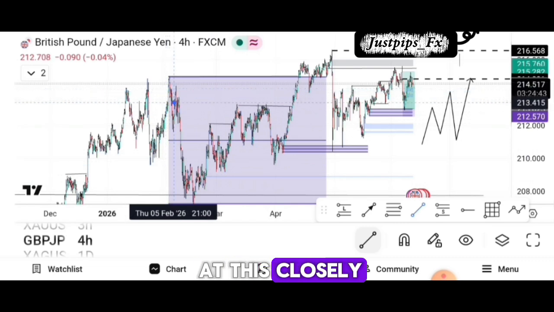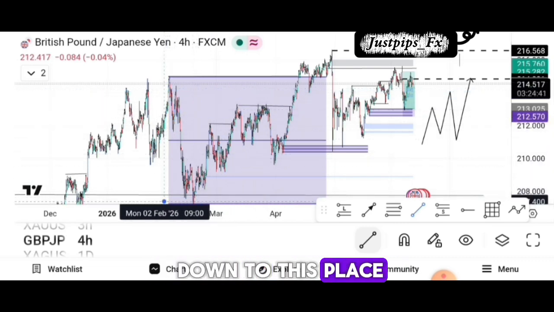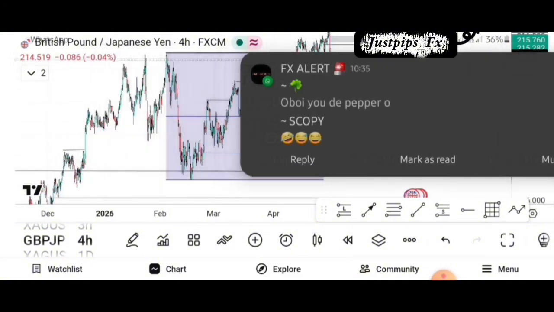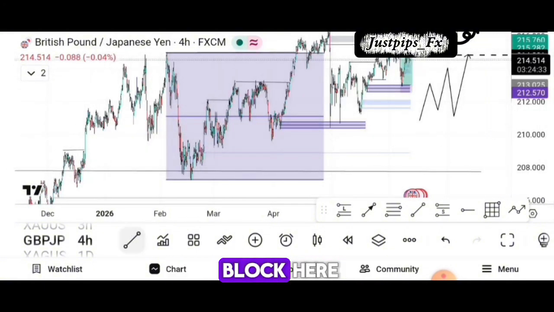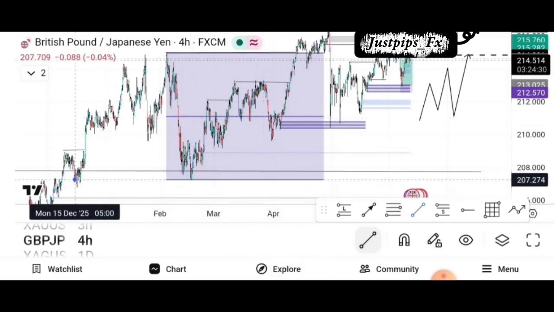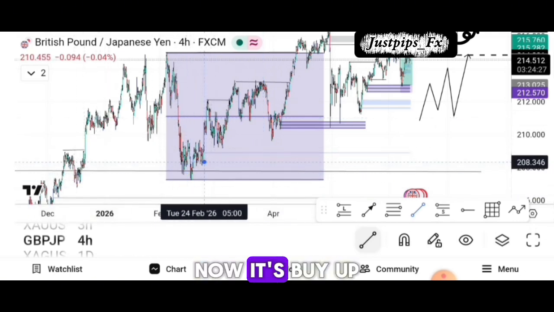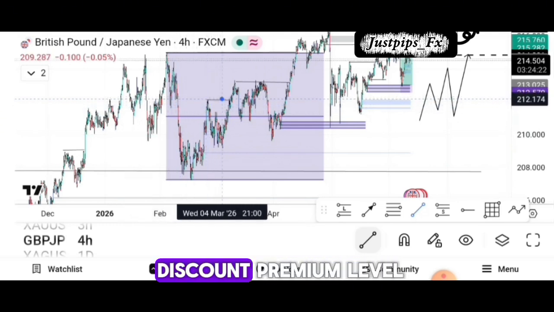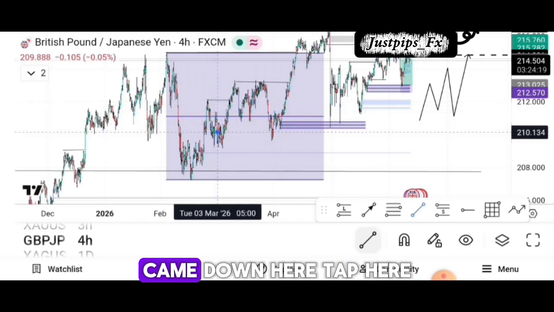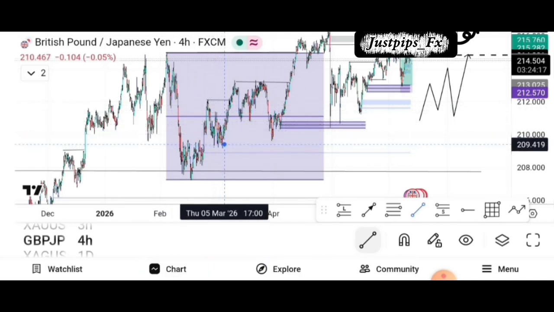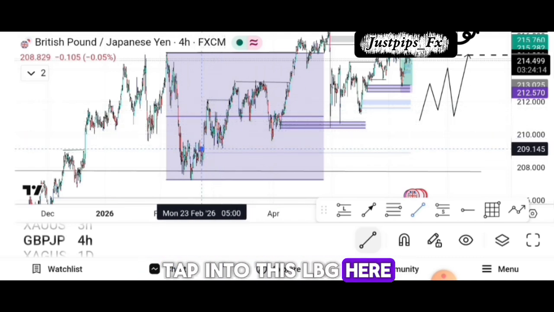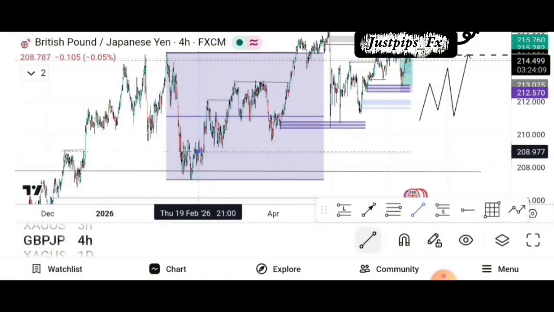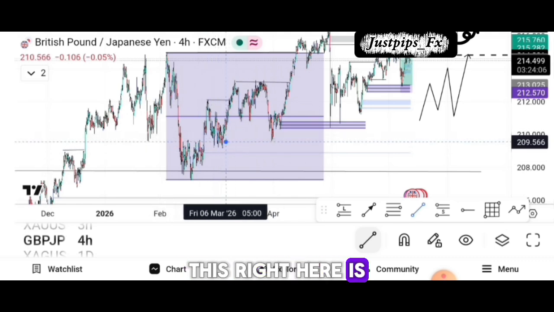Now if you look at this closely, once the market came down to this place, it mitigated an order block down here, mitigated another order block here. It bought up back into this breaker block here. Now this is a discount premium level, so it indicated here, came down here, tapped into this FVG here, and took out this high. So in other words, this right here is an inducement.